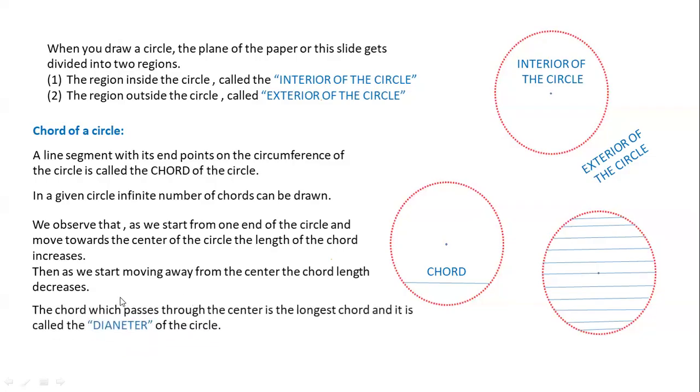A chord which passes through the center is the longest chord and it is called the diameter of the circle. So we have a number of chords, but among all those, the one which passes through the center will be the longest chord. And that longest chord is called the diameter of the circle. So you can say that diameter is the longest chord. Diameter is also a chord.